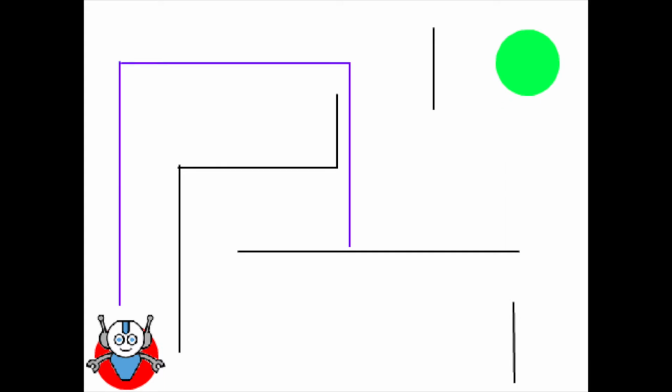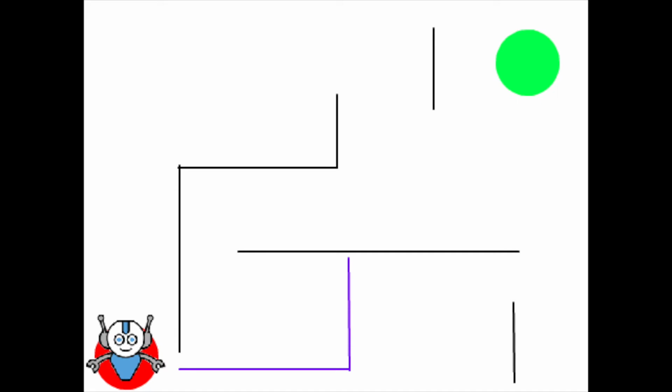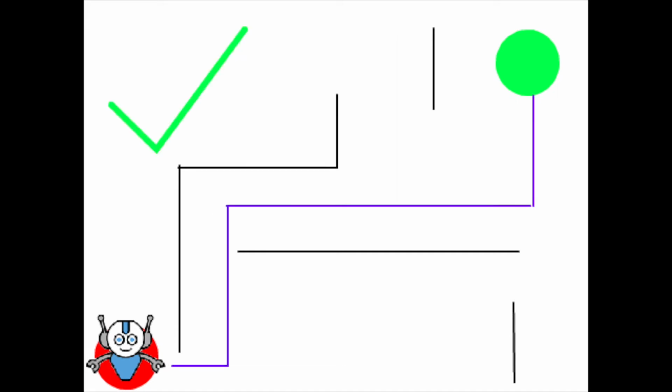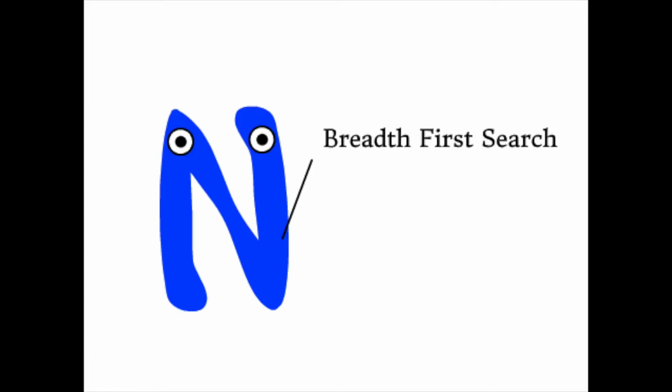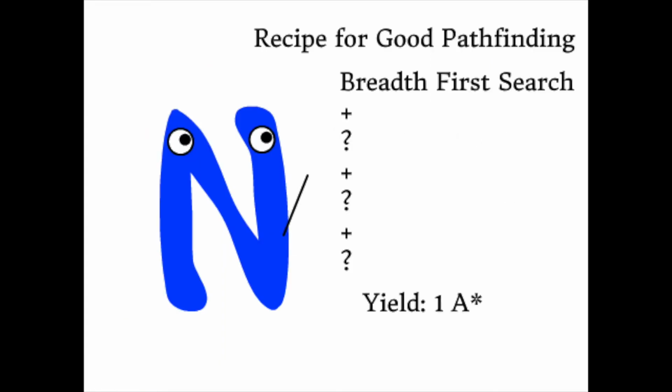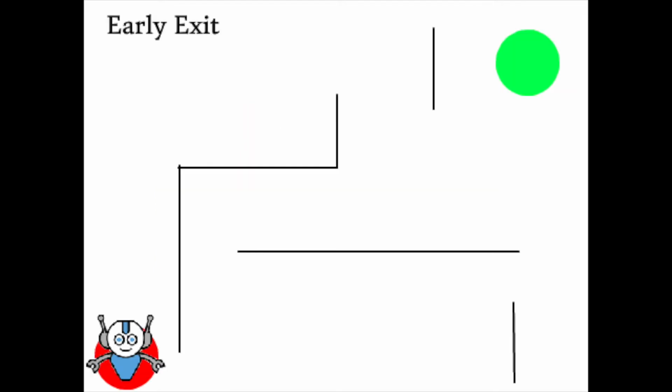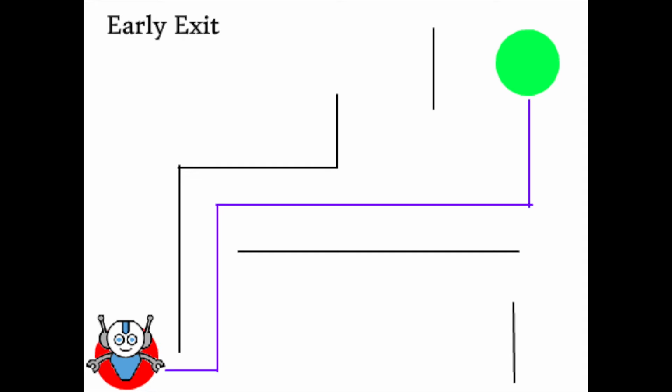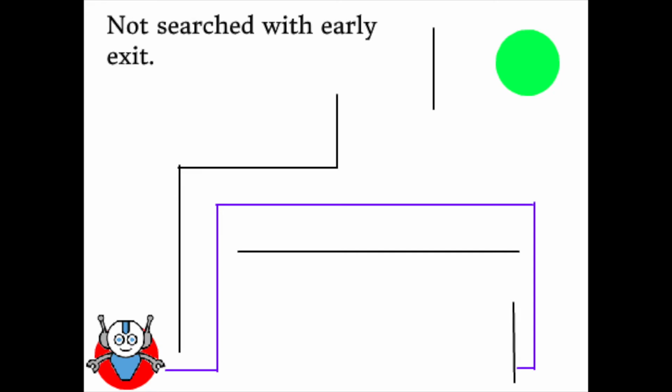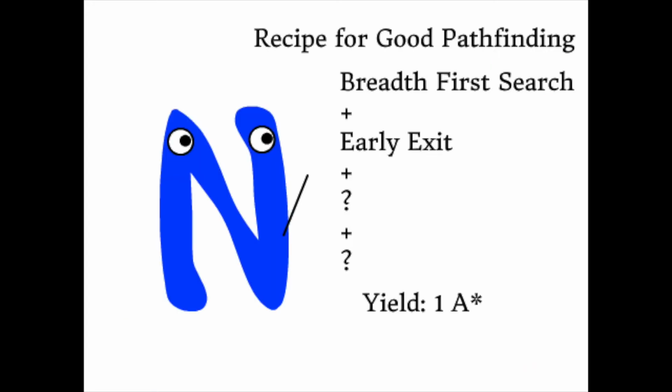The simplest option is to just check every single path in the maze, and then take the path that gets you to the goal. This is called breadth first search. It's also the first ingredient in our Astar recipe. Next, let's enhance our pathfinding AI with something called early exit. This means that once the AI finds its way to the goal, it stops searching. That way, we don't have to search for unnecessary paths, like this one. This is the second component of Astar.